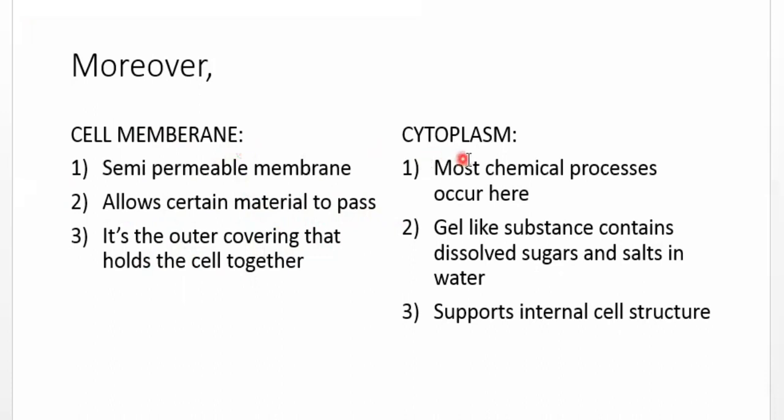Then we have cytoplasm. Most of the chemical processes occurring inside the cell, for example, cell division or any other thing, occur within the cytoplasm. It is a jelly-like or gel-like substance and it contains dissolved sugars and salts with water, okay? It supports the internal structure of the cell. And that's basically all you need to know about cytoplasm.